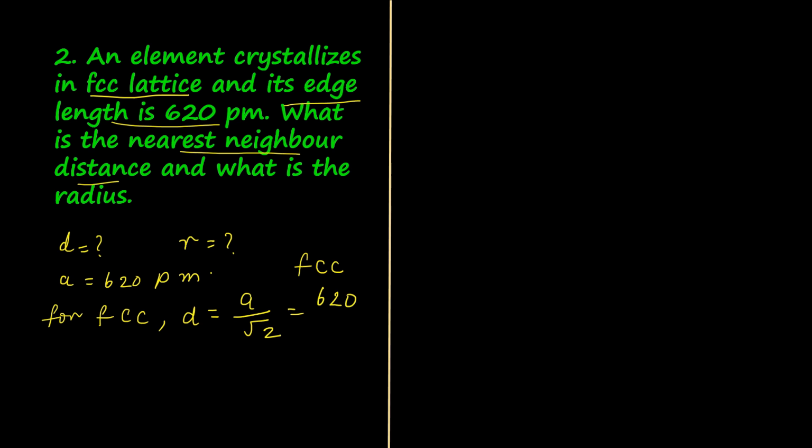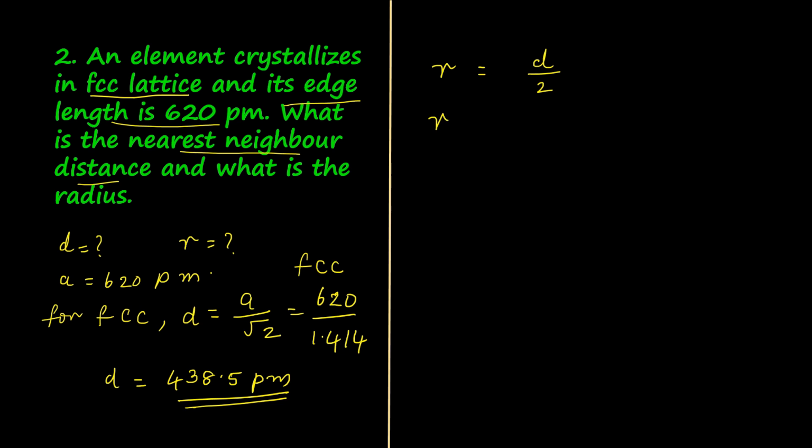So, this is equal to 620 by 1.414. On simplification, this becomes 438.5 picometer. This is the nearest neighbor distance. That is the distance between the particles which are the most close to each other. We know R is equal to D by 2. For FCC, R is equal to A by 2 root 2. A by root 2 is D. So, this is D by 2.